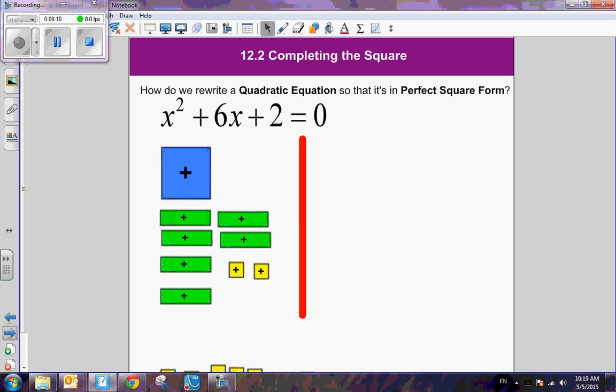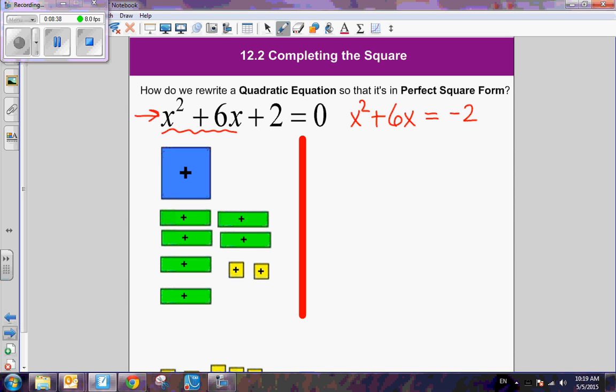Let's work this together. Now, if you look at this quadratic equation, it's a little different than the ones we've seen previously. Because previously, the variables have been on one side of the equation, and it's equal to the constant. Well, it's necessary that we do write that in the form. So the first step of completing the square will always be to have x squared plus 6x, the variable terms, isolated on one side of the equation, set equal to a constant.